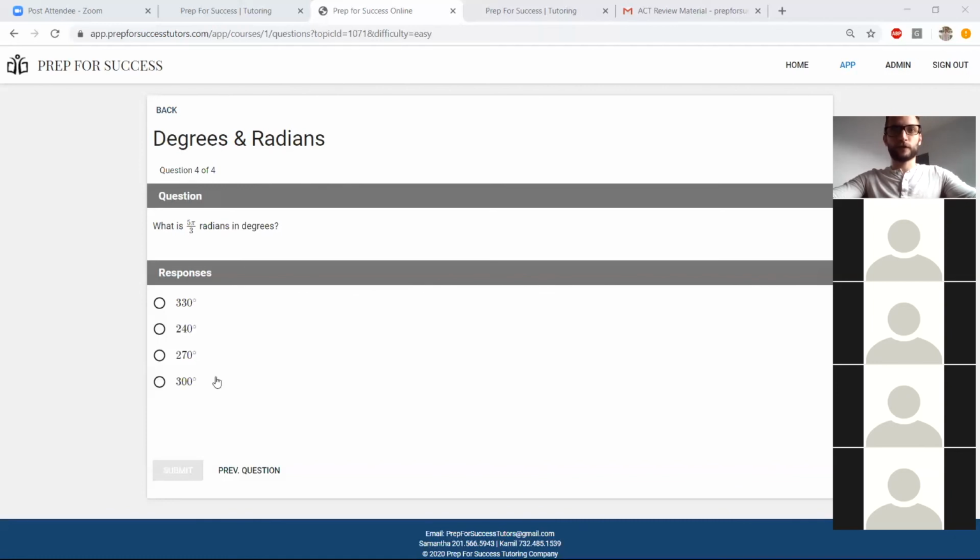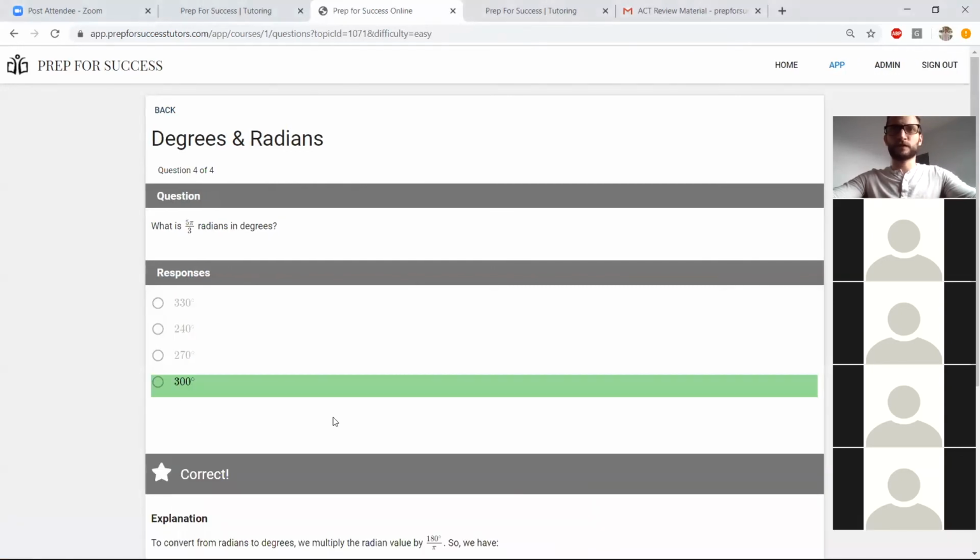Okay, very good. So the majority of you, pretty much everybody, got D, 300. That's it. You replace the pi with 180, so you do 5 times 180 divided by 3. That's it, and you get 300 degrees.